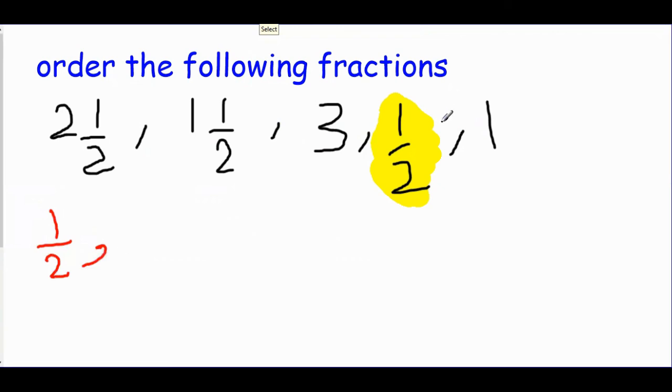Okay, next. So I cancel this. I still have 1. Of course, 3 is so big. I have here 1 and 1 half and 2 and 1 half. So I will not think of this because it already has 2 wholes and 1 half. So let's compare this: 1 here and 1 and 1 half.